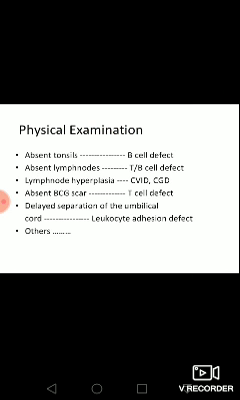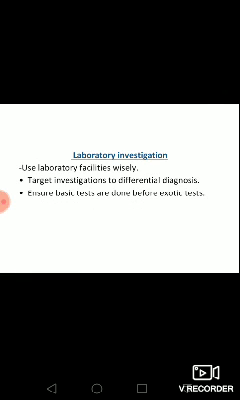For example, in the physical examination, if you notice absent tonsils, this may be a B cell defect. Absent lymph nodes is associated with a combined T and B defect. Lymph node hyperplasia is associated with common variable immune deficiency or chronic granulomatous disease. An absent BCG scar is associated with T cell defect. Delayed separation of the umbilical stump is mainly related to leukocyte adhesion defect.